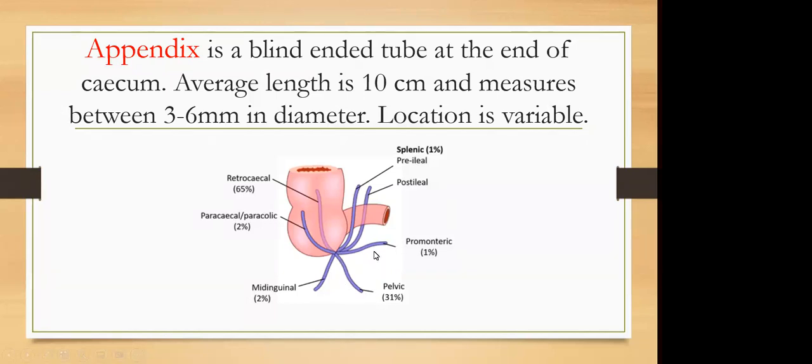So when we are looking at that, we know that the appendix is coming from this base, but where exactly is it pointing? It is our job when doing the ultrasound scan to evaluate the whole appendix, the appendix size, to see where it is, and whether it's normal or not.